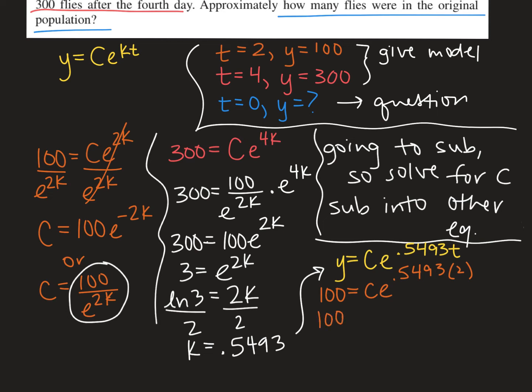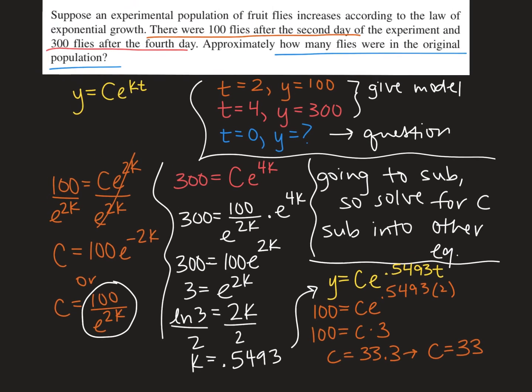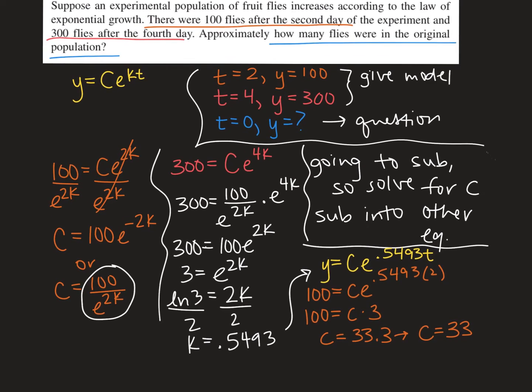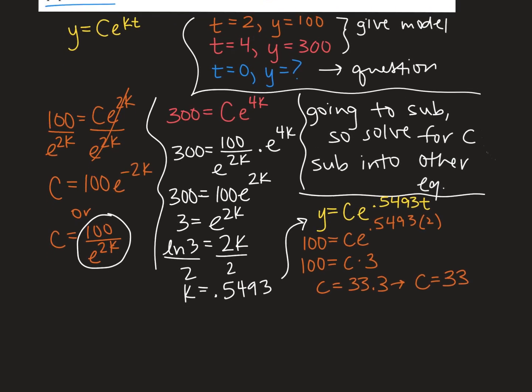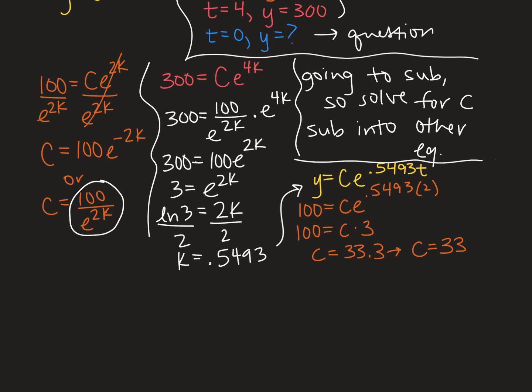So we have 100 equals c times 3, and dividing both sides by 3 will give us 33 1/3. We're talking about fruit flies, so I'm just going to write it as 33. Now this is actually solved, because remember we wanted to know how many flies were in the original population, but just in case I want to make sure that we know how to write the model.